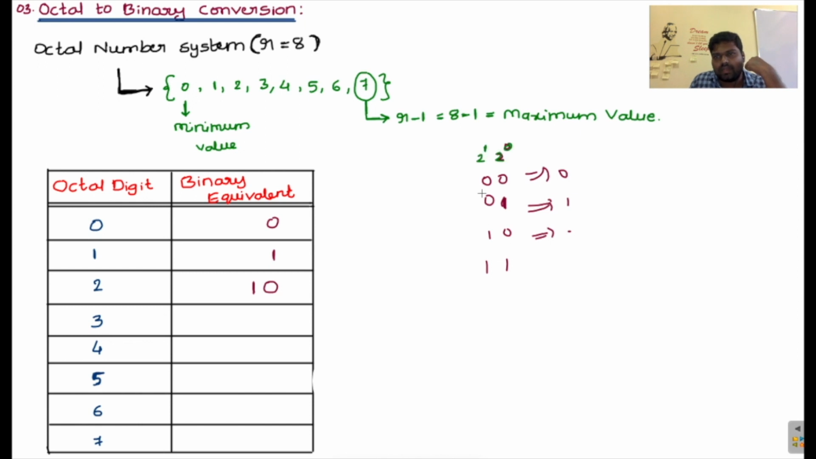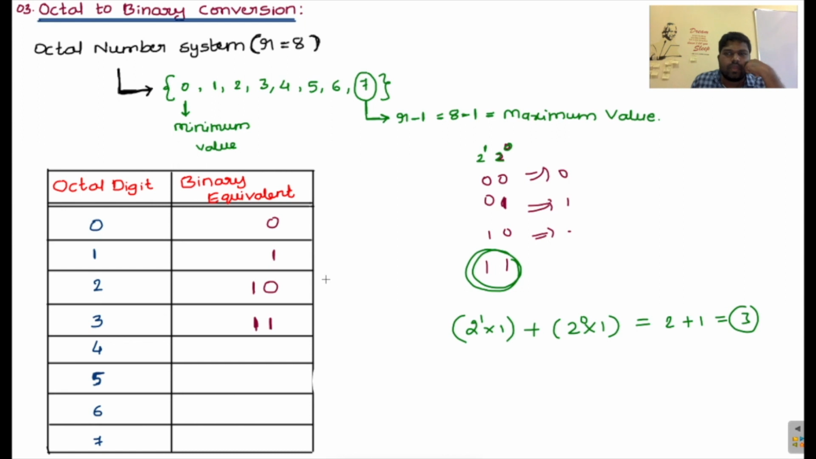So already in the previous case we calculated these, and now you can choose this 1 1 position. So 2 power 1 into 1 plus 2 power 0 into 1. Now 2 power 1 into 1 means 2, plus 2 power 0 means 1, that 1 into 1 means 1, so you will get 3. That means you can represent this octal 3 or decimal 3 with the binary equivalent 1 1, right?